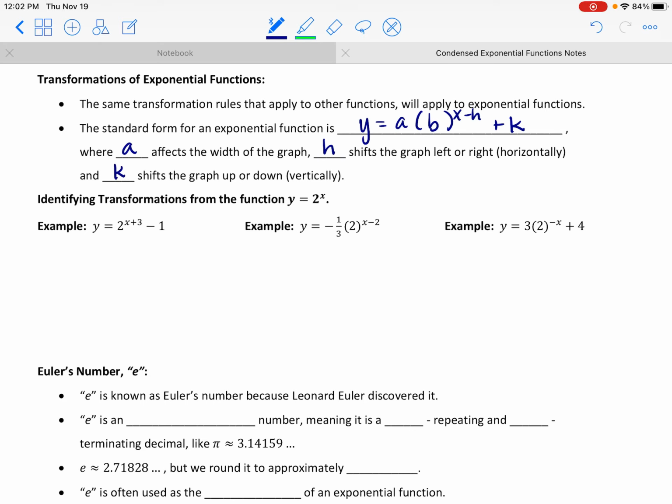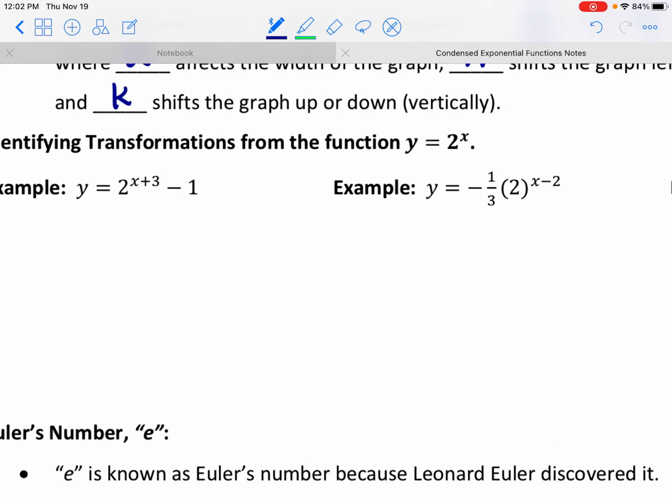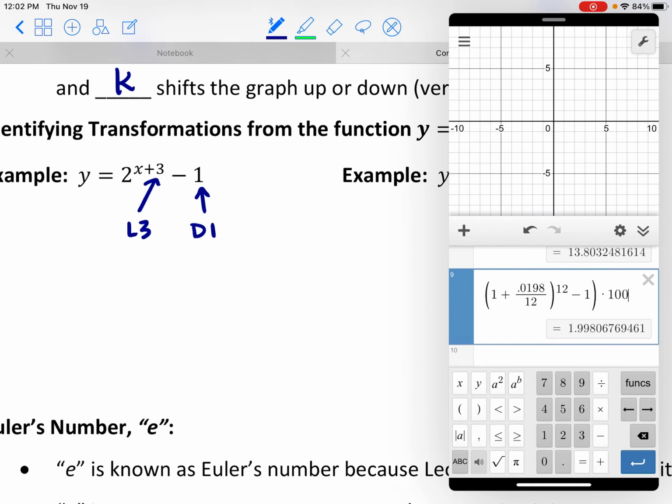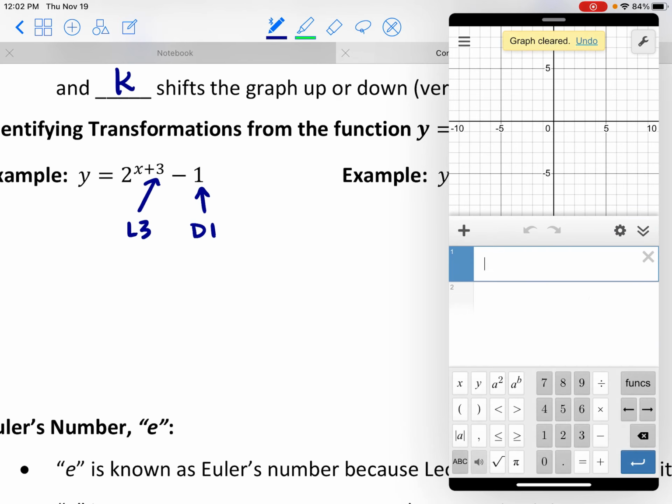So if we are looking at 2 to the x as our parent, what's going to happen if we incorporate this plus 3 and this minus 1? So if 2 to the x is our parent, then this plus 3 is going to make the graph go to the left 3, and this minus 1 is going to make the graph go down 1. And if you weren't sure, remember, we have Desmos that does graph for us. So here's y equals 2 to the x power.